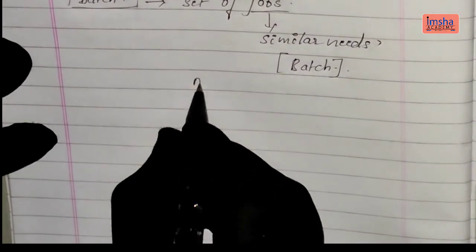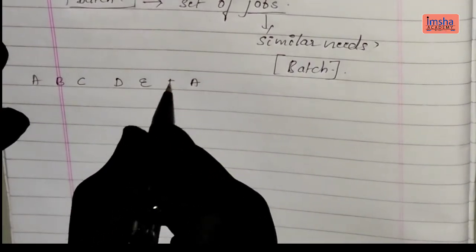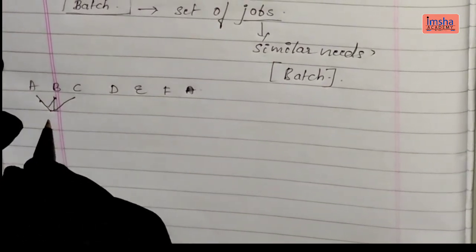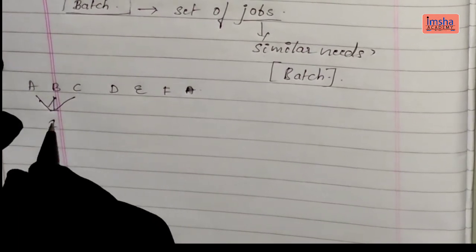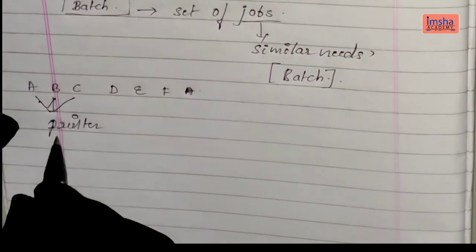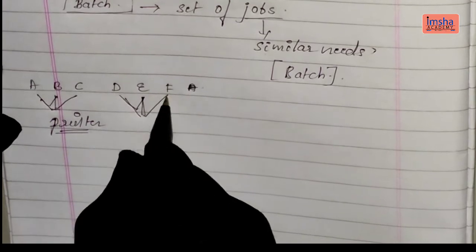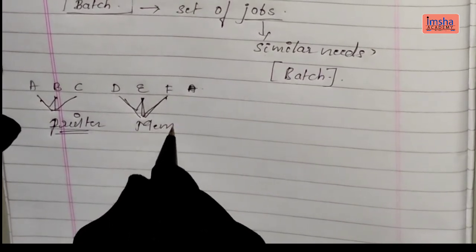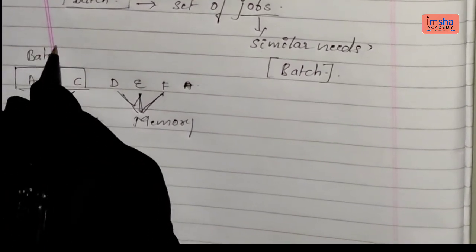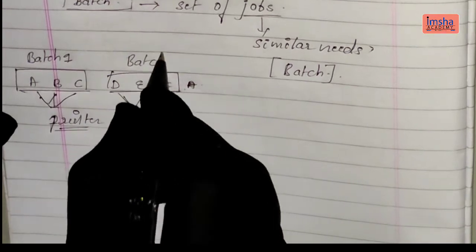Okay, for example, there are a number of jobs such as A, B, C, D, E, F. A, B, C require certain resources, you can say resource number 1, or it can be a printer. The job of A, B, C is to print certain data, and we have D, E, F. D, E and F require memory. So A, B, C are grouped into one batch, and we can name it batch 1, and D, E, F we can group into batch 2.